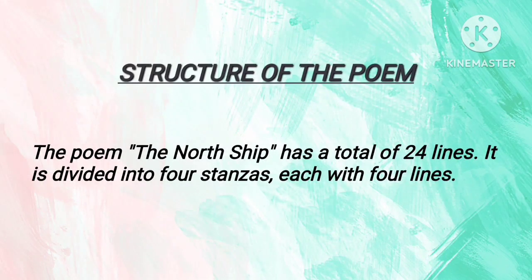In this slide, we will know the structure of the poem. The poem, The North Ship, has a total of 24 lines. It is divided into 4 stanzas, each with 4 lines.